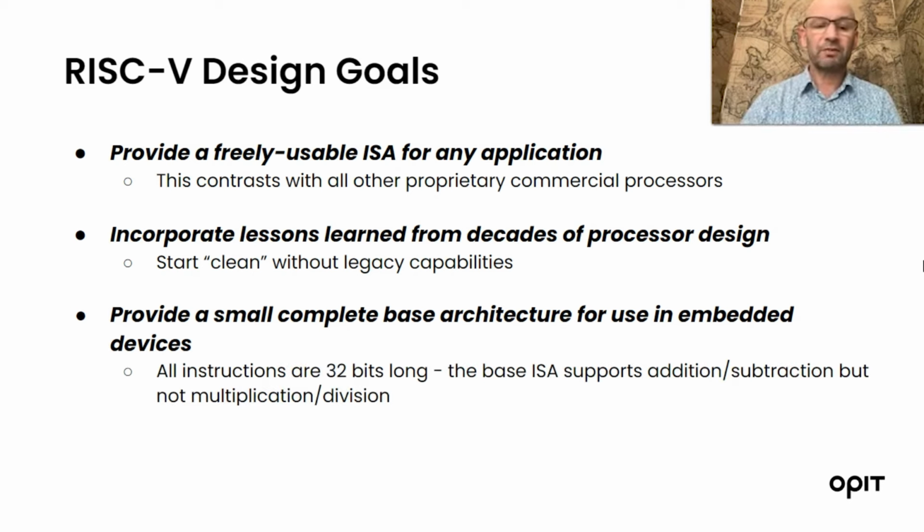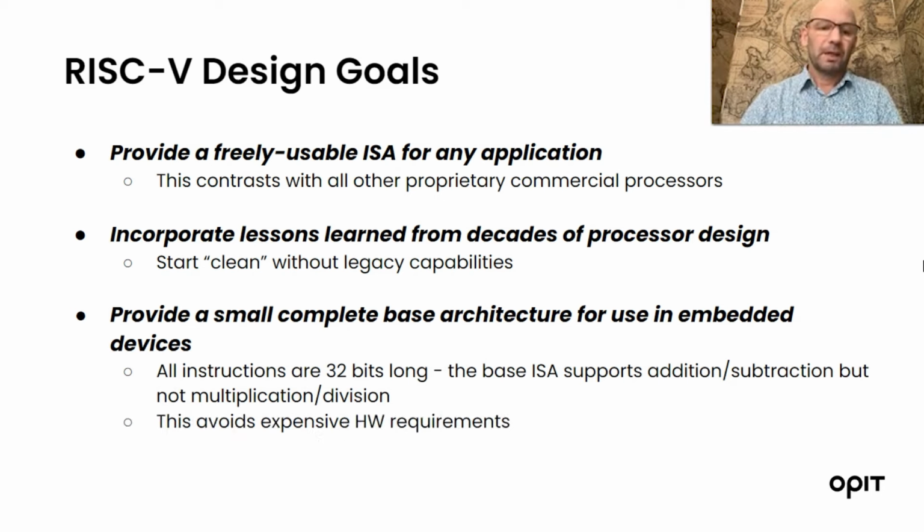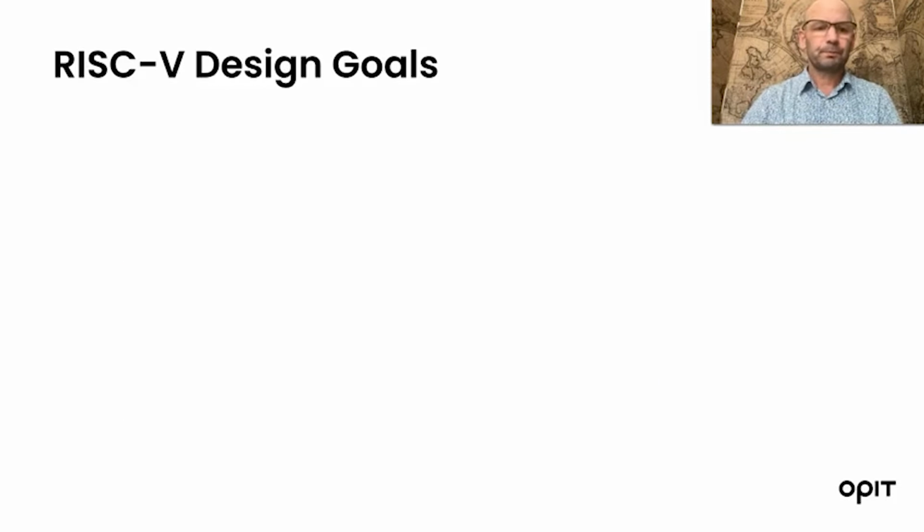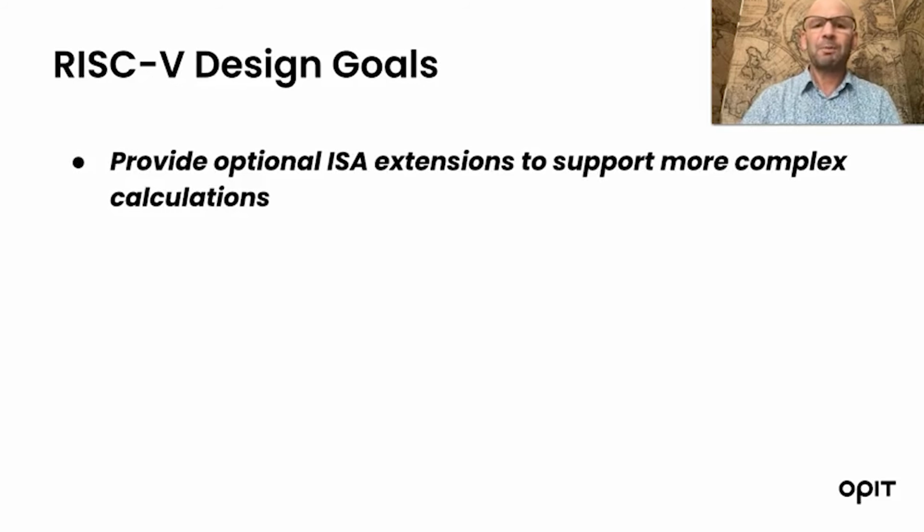Now, all instructions for the RISC-V are 32 bits long, and the base instruction set supports addition and subtraction, but not multiplication and division. So again, very simple. And this avoids expensive hardware requirements. Also, they wanted to provide optional instruction set extensions to support more complex calculations. They have the ability to add these things on as required, but start very simple as a foundation, as a core, and then be able to add on what they call extensions to add more complex calculations.